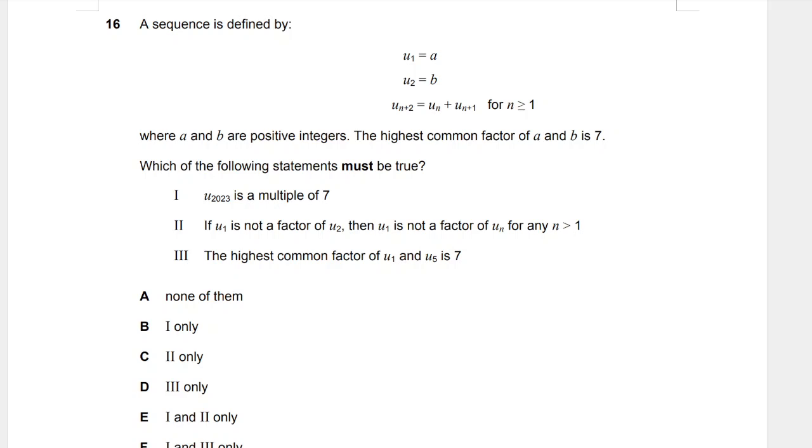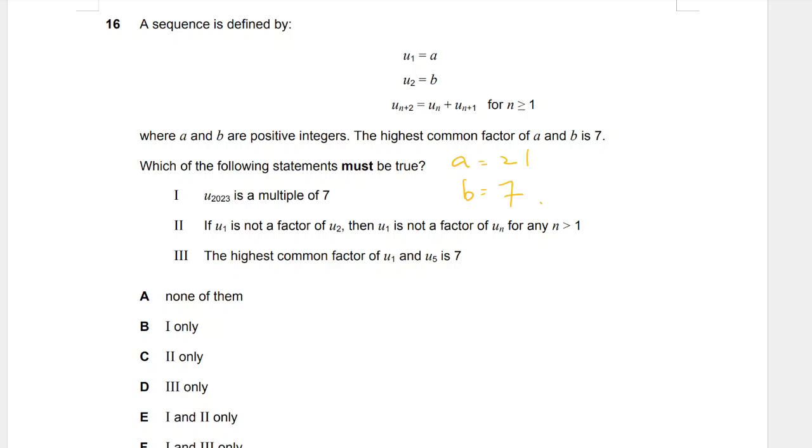Okay, statement 2 then. If u1 is not a factor of u2, then u1 is not a factor of u_n for any n greater than 1. For these sort of TMUA questions, when it says must be true, the word must is very important. You always try to construct counterexamples, except when the proof is clear, like statement 1. So let's try to construct a counterexample for this. The one that I've thought about is a is 21 and b is 7.